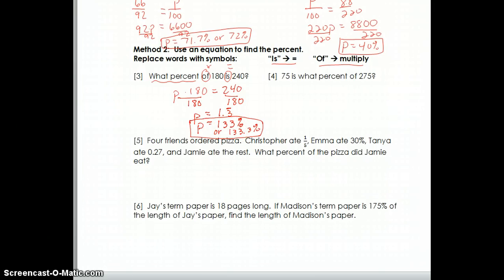I want you to do problem number 4 on your own, so please hit the pause button again and resume when you have finished. Please make sure that you have located is and of and put the correct symbols above them.